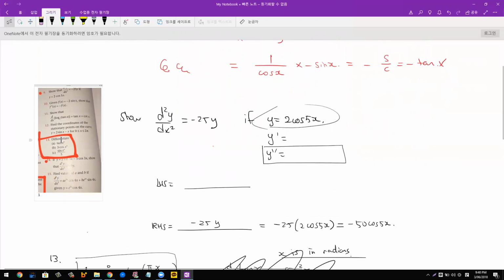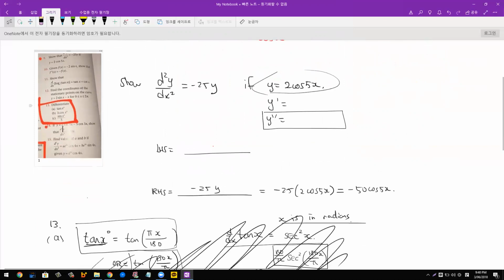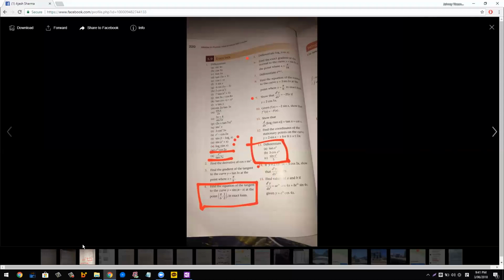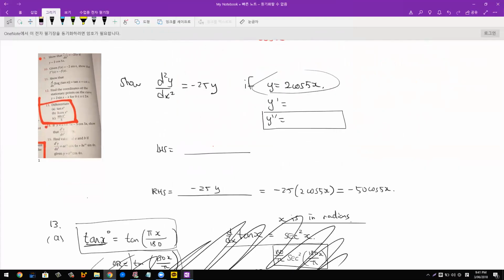Now the next bit is this one here, that's done. I think question 14 is very similar. You just need to differentiate it twice. Now I've got more questions. I'll send another photo of the questions that I need help with.